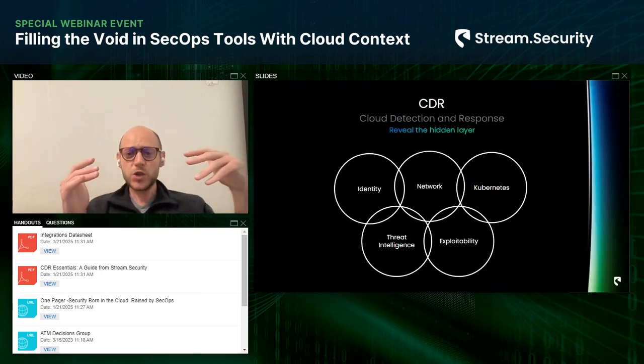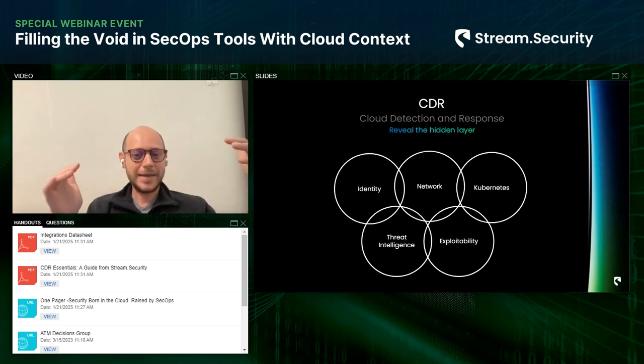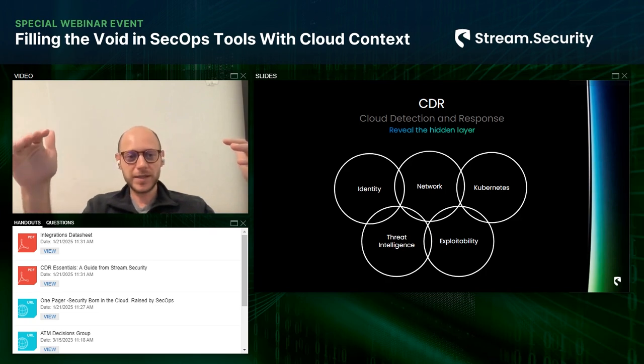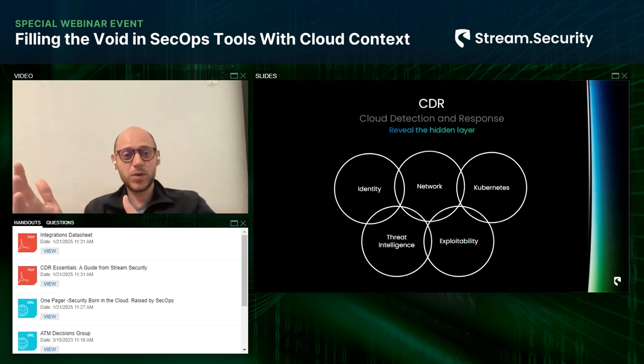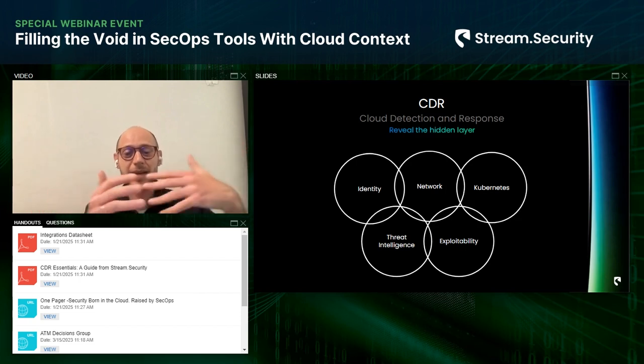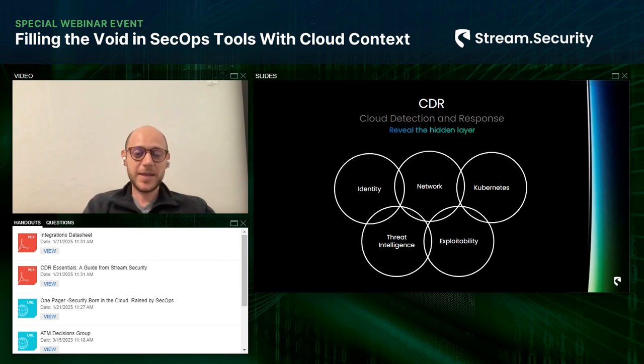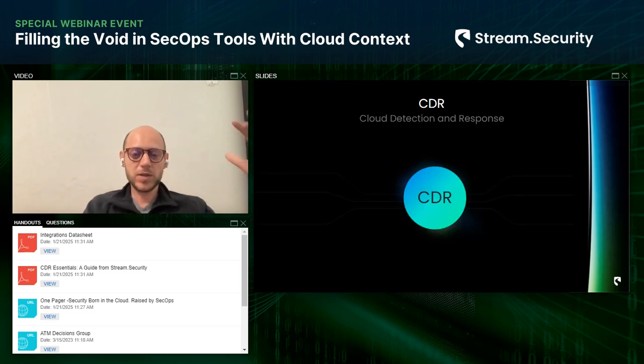CDR should actually be able to reveal and cross-correlate data across all layers of your cloud: identity, network, Kubernetes, ingesting threat intelligence logs, whether from your home use tool like VirusTotal or any other tool in place. And it should understand the potential exploitability and the blast radius, using both integrations and direct capabilities. At the end, a CDR solution will look something like this.